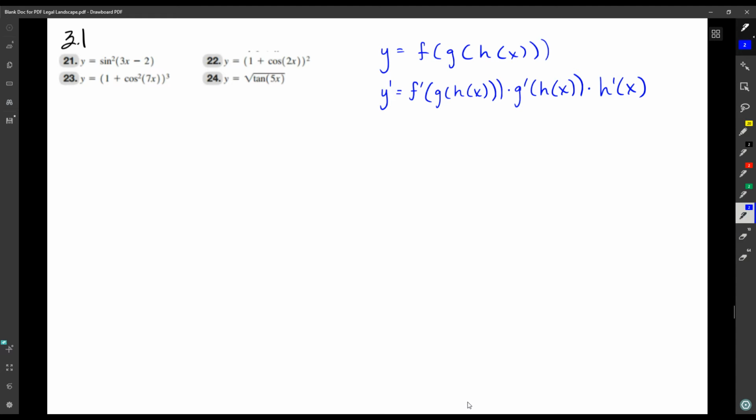So let's take a look at 21 and identify what those three functions might be. One good way to do that is to imagine that you're plugging a number into the function and then work inside out. So if I were to plug a number into number 21, it would go where the x is, and the first thing that would happen to that number is it would get multiplied by the 3, and then 2 would be taken away. So there's your inside function.